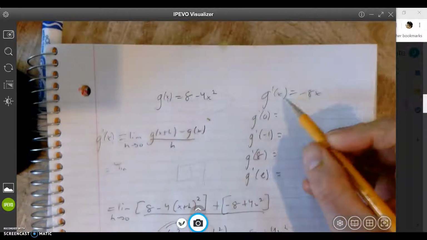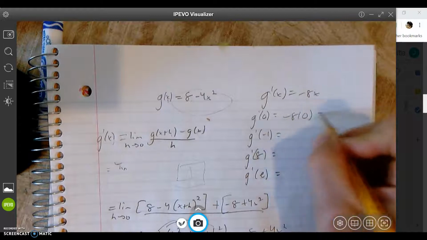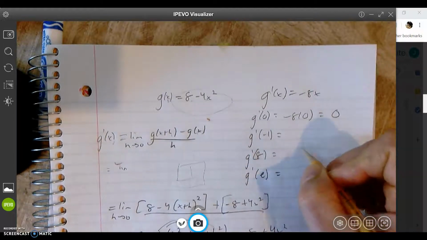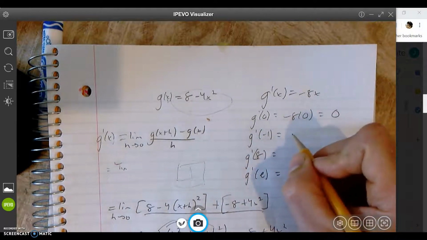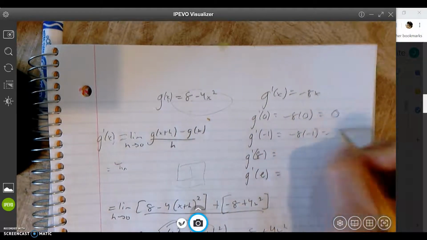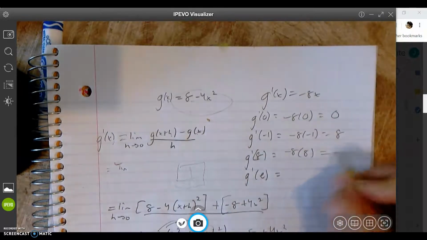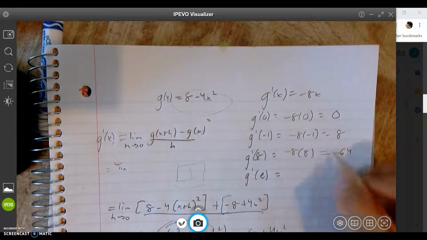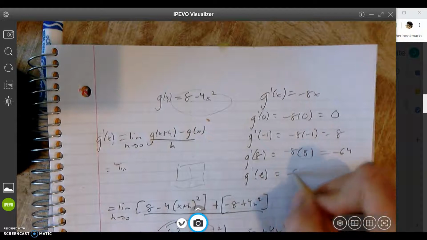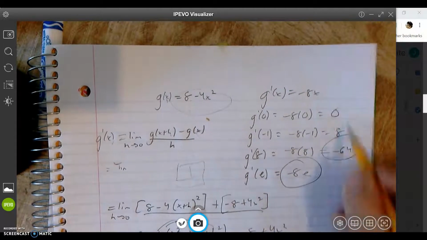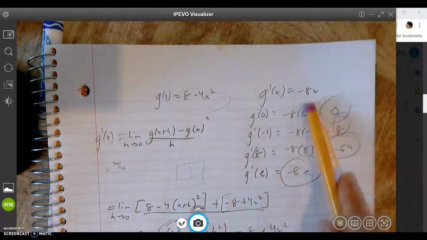So now I'm armed with this, and now I can find the slope at any point. So it's negative 8 times 0, which is 0. That's the slope at 0 of this parabola. Now the slope at negative 1 is going to be negative 8 times negative 1, which is 8. And then this is negative 8 times 8. The slope at 8 is negative 64. Damn, that's a steep slope going down. And this is negative 8e. Done, done, done, done. Those are all my slopes. So I only have to do the problem once, essentially. And then these problems are easy.